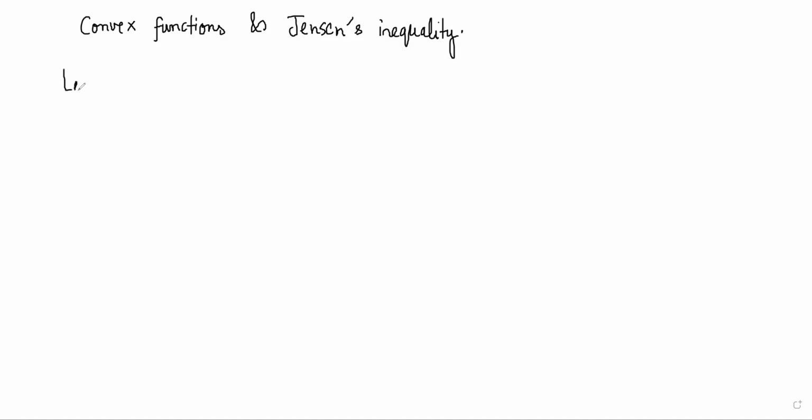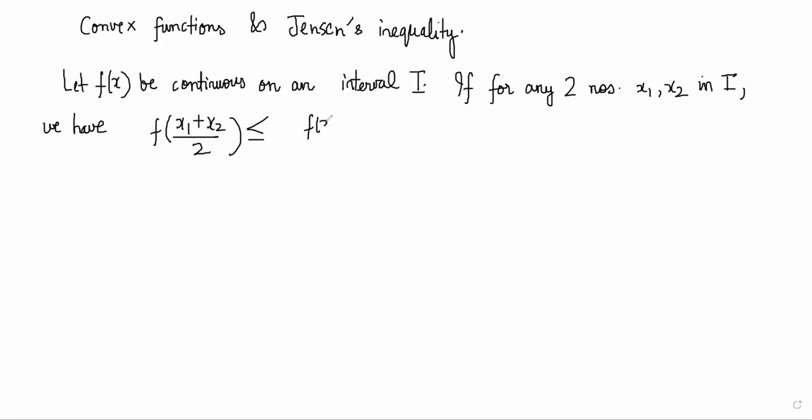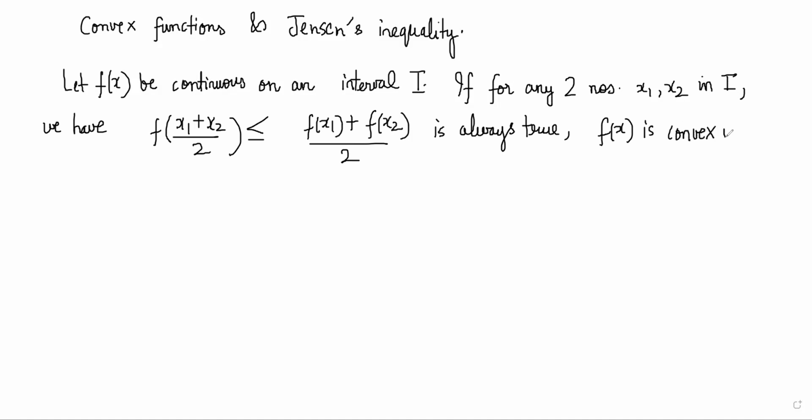So let's get started. Let f of x be continuous on an interval I. If for any two numbers x1 and x2 in I, we have the following: f of (x1 plus x2) by 2 is less than or equal to (f of x1 plus f of x2) by 2, and this is always true, then we say that f of x is convex in I. That is another way of saying that it is concave up.